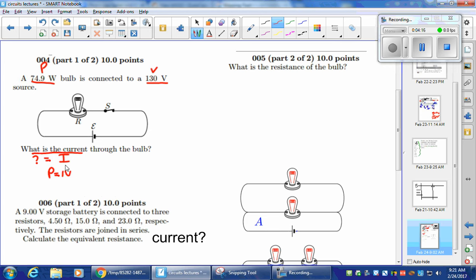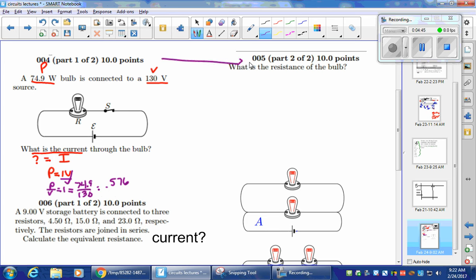Do I need to rearrange anything? Yes, I do. I'm solving for current. So if I'm multiplying by voltage, how do I get rid of it? Divide. All right. So P divided by V equals current. And so what goes into P? Power is 74.9 over 130. You get an answer of about 0.576, okay?